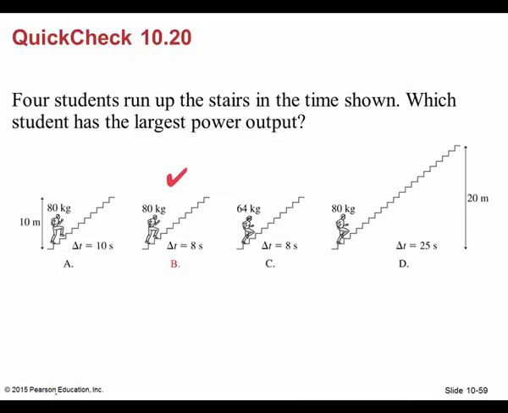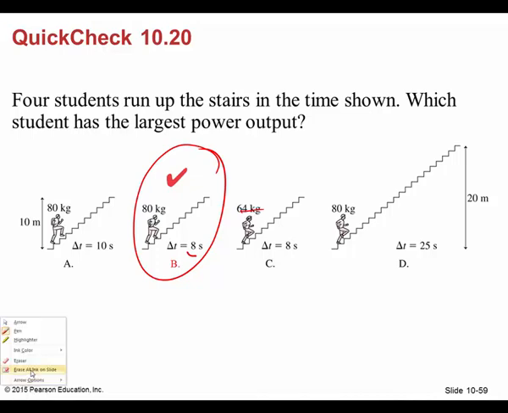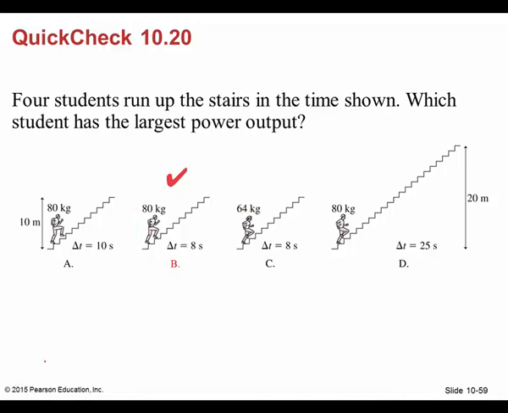All right, now, four students run upstairs in the time shown. Which student has the greatest power output? Of course, it would be this one. Why? Because it has the lowest time interval. You say, well, this one has a lower mass. Well, it doesn't matter. Let's see, is the height the same? I believe it is, yeah. But again, the time interval here, is it 10 meters? Yeah, 10 meters, all right. So the time interval is less. And that's it.